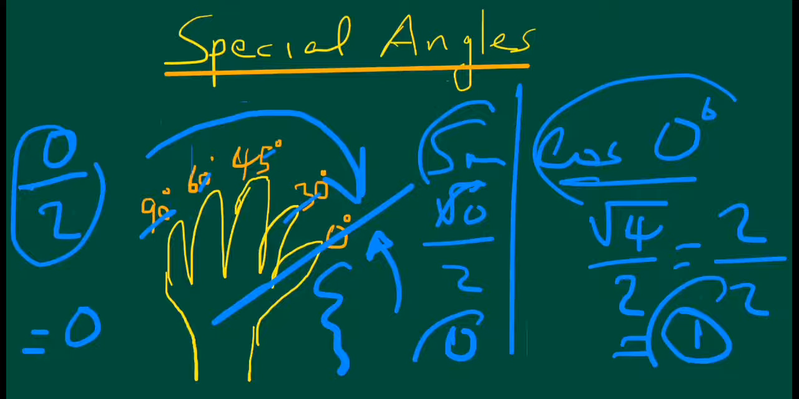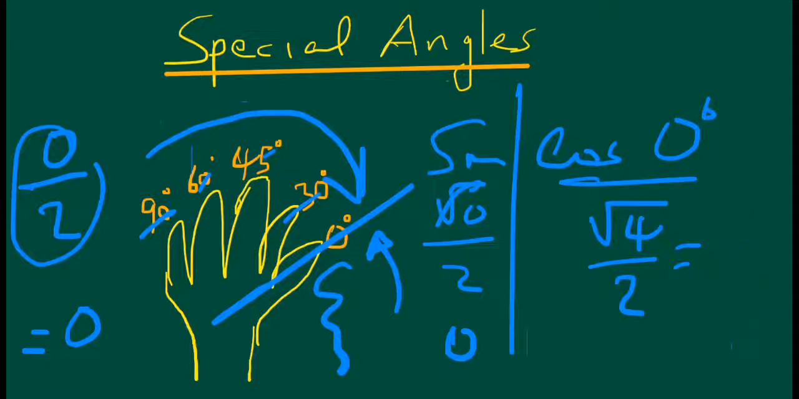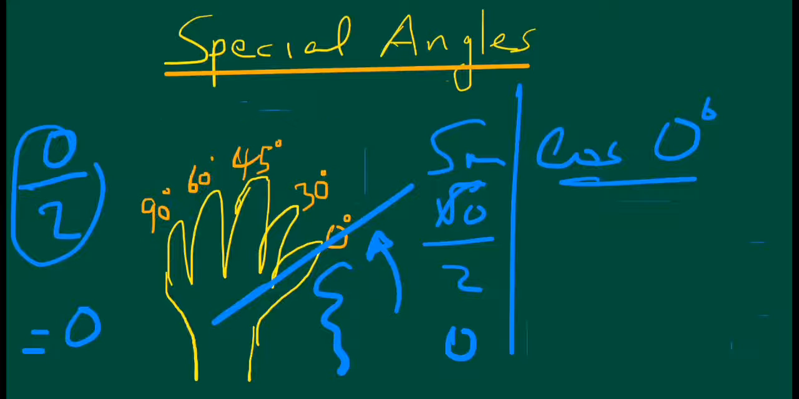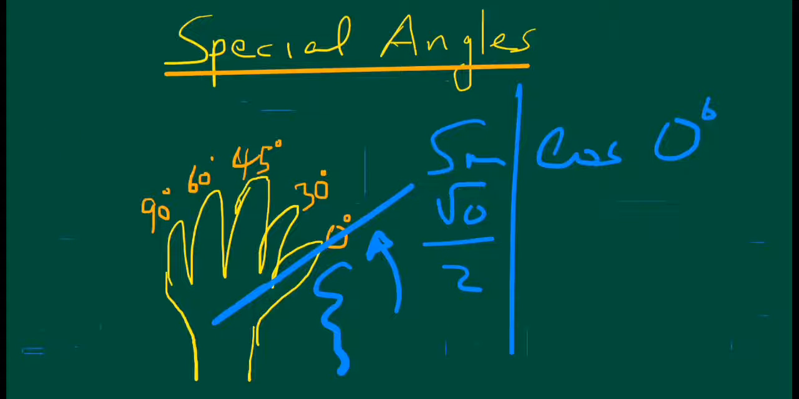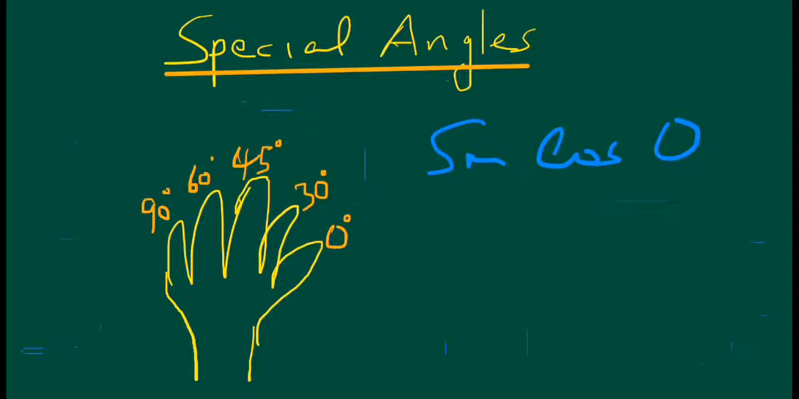Are you together, students? This is a very, very simple technique for you to memorize the trigonometric ratios of special angles, especially for Form 2 students. It is very, very important.